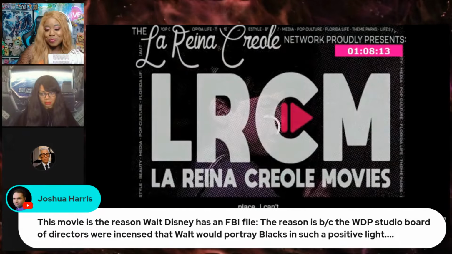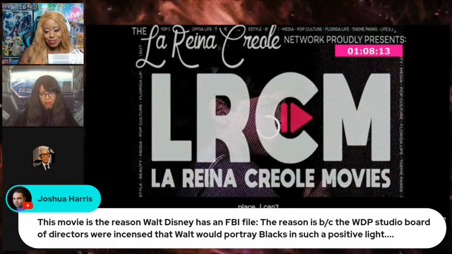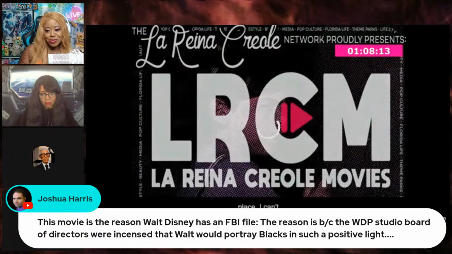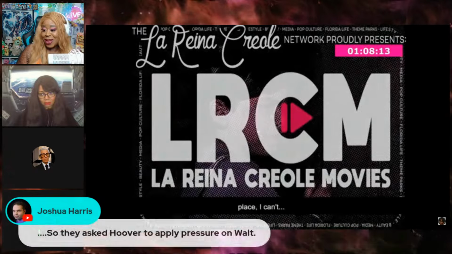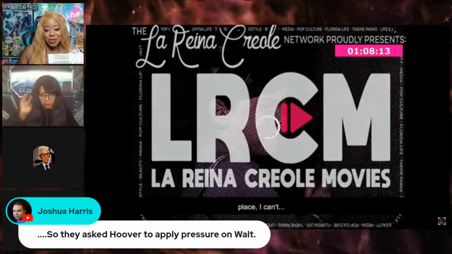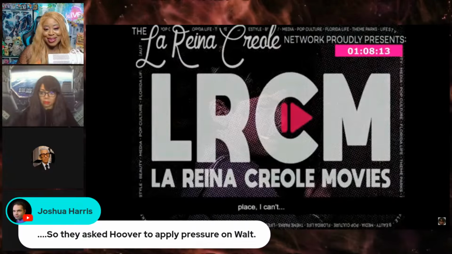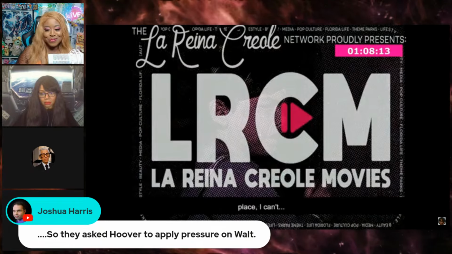This movie is the reason Walt Disney has an FBI file. The reason is because the WDP studio board of directors were incensed that Walt would portray blacks in such a positive light. So they asked Hoover to apply pressure on Walt. J. Edgar. Wow.